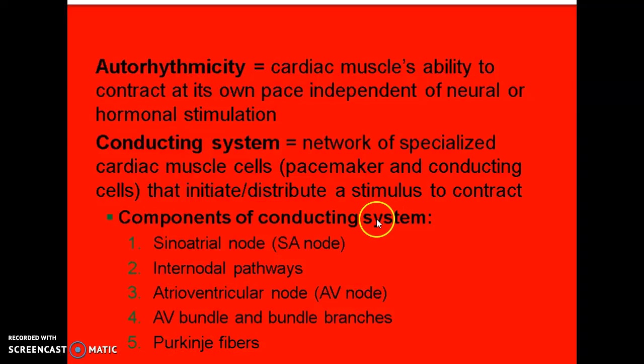Cardiac muscle cells can contract on their own. This is called autorhythmicity. There is a conducting system, and we will look in detail at that conducting system. And these are specialized cardiac muscle cells, not nervous cells. And below there are the components of the conducting system. It begins with our own personal pacemaker, the SA node, or sinoatrial node. And then it follows to the internodal pathways, the AV node, the AV bundle and bundle branches, and finally the Purkinje fibers.